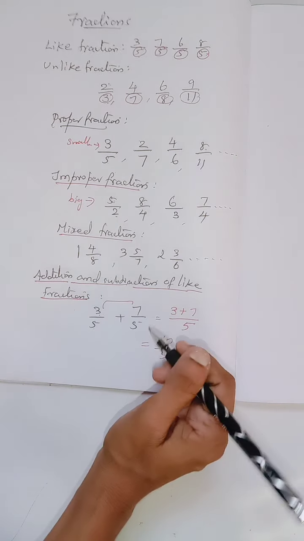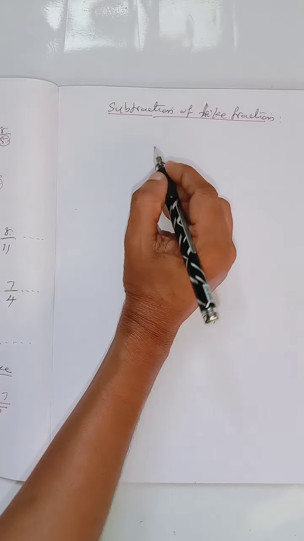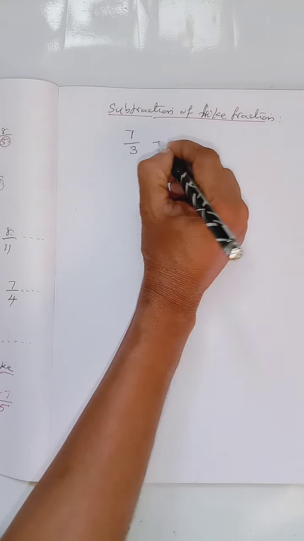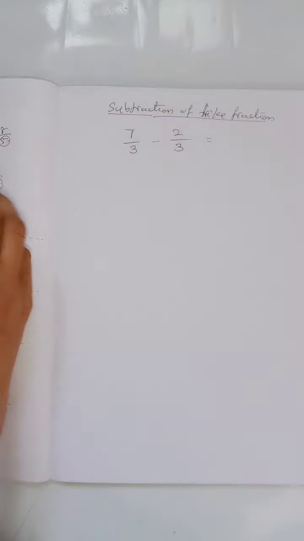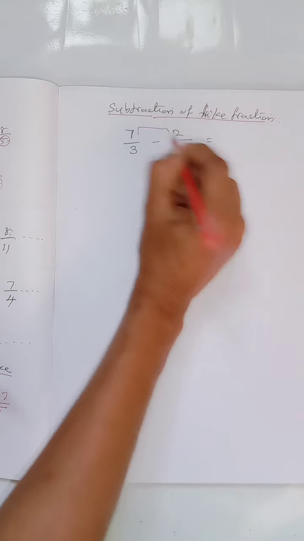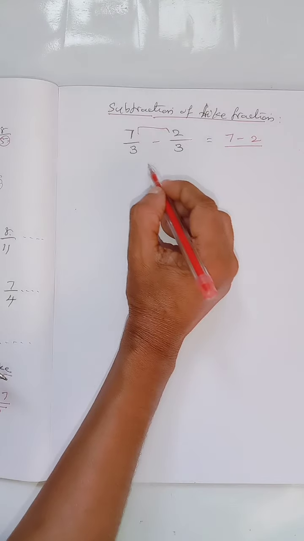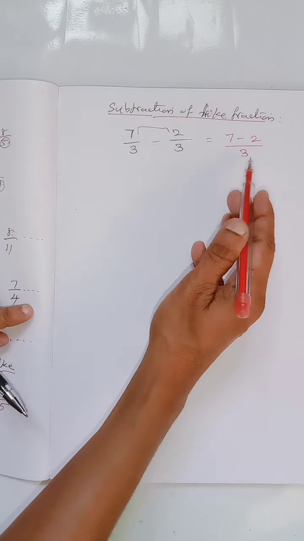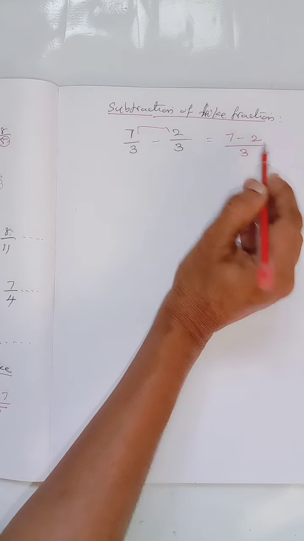Now let us see how to subtract. The subtraction of like fractions is also simple. For example, I have written 7 by 3 minus 2 by 3. What should I do? I just have to subtract only the numerators. That is 7 minus 2, divided by the common denominator 3. I should not write 3 minus 3 is 0. Okay, that is wrong. I just want to subtract only the numerators.